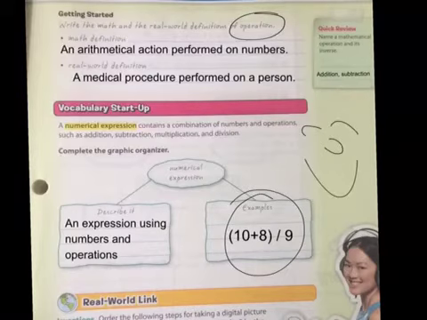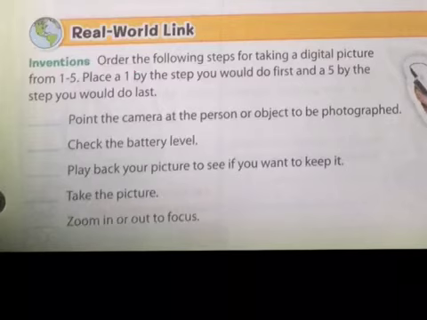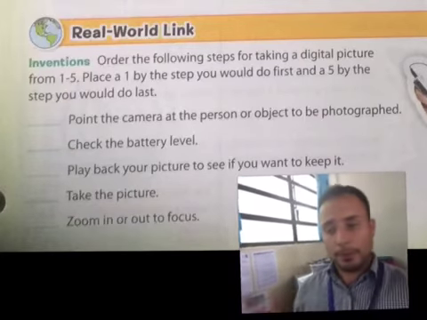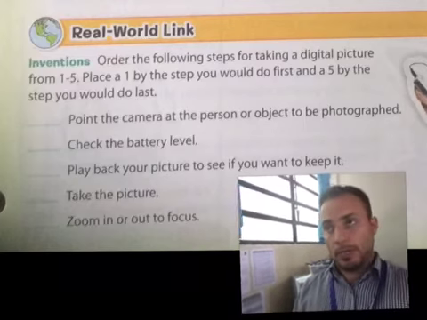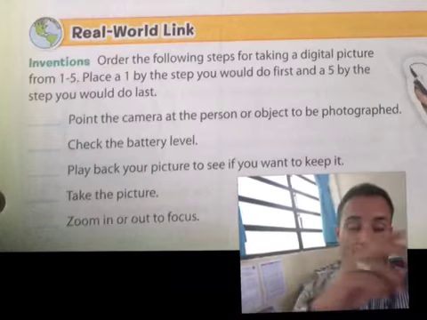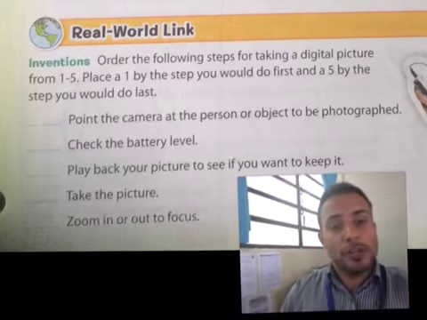Okay, continuing on to the real world link. For the real world link, we're just going to talk about following in order, okay? The reason we're talking about following in order is because we just talked about the four-step process for a word problem, and we're also going to talk more about order of operations. For example, PEMDAS, okay? Parentheses, exponents, multiplication, division, addition, subtraction. Those are very important orders to do.